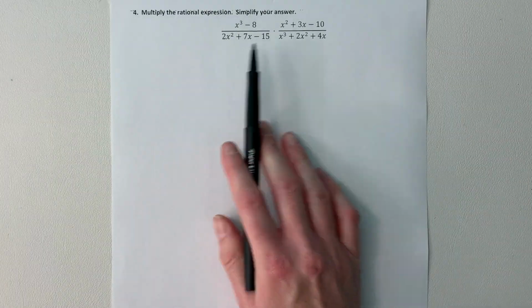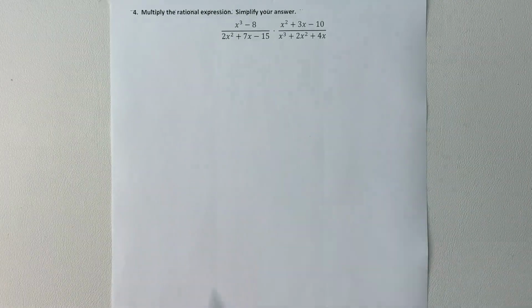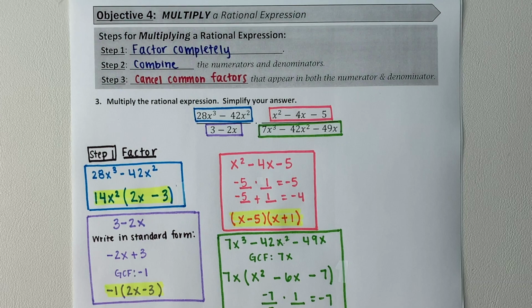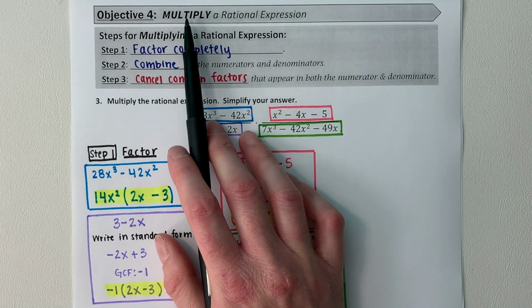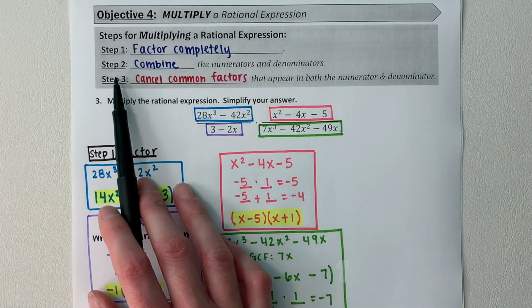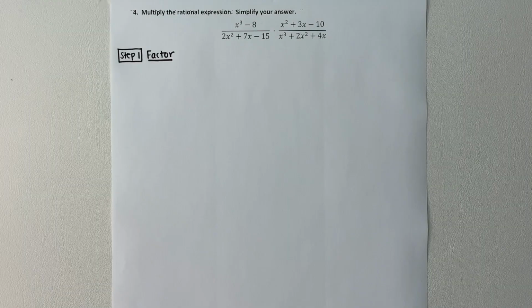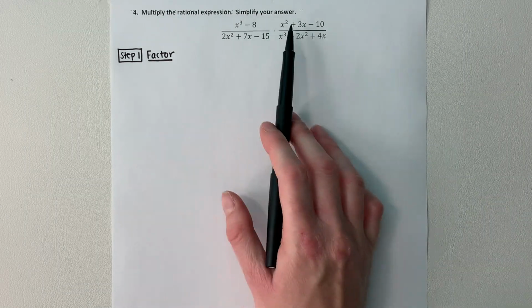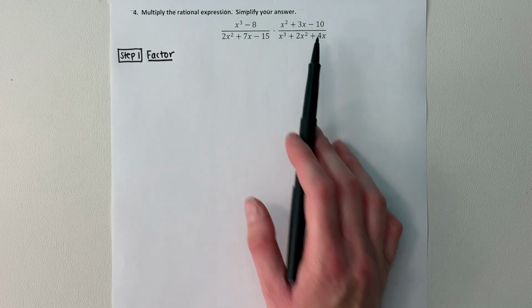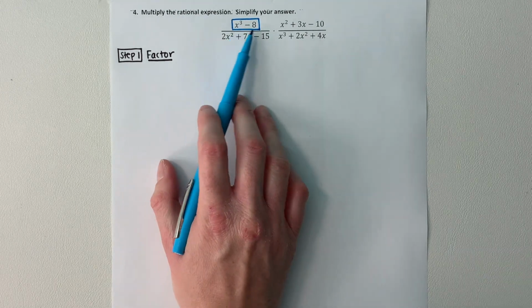Let's look at one more example where we're multiplying rational expressions. Remember, if the instructions say to multiply, we follow these 3 steps here. So step 1, we want to factor completely. We're going to factor each numerator and each denominator. Let's start by factoring this numerator together.